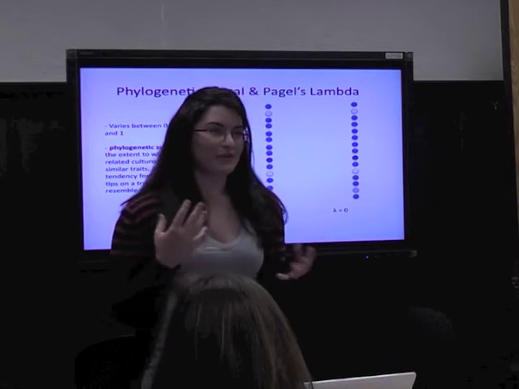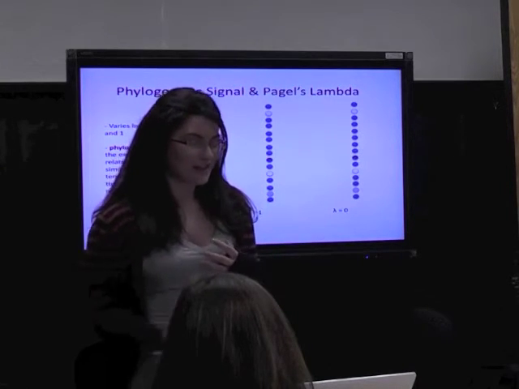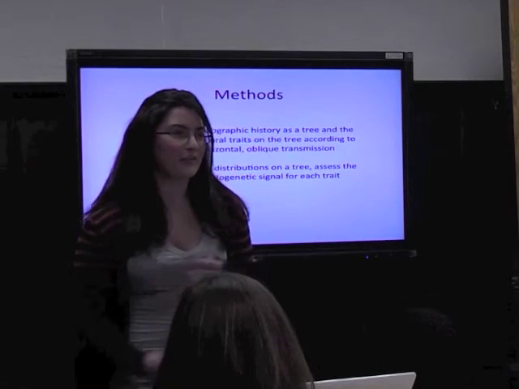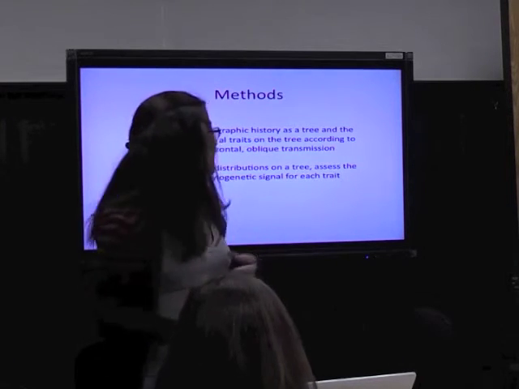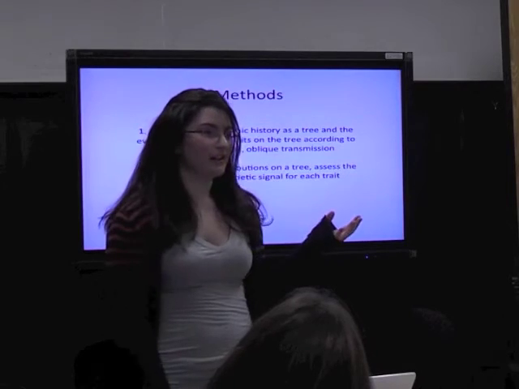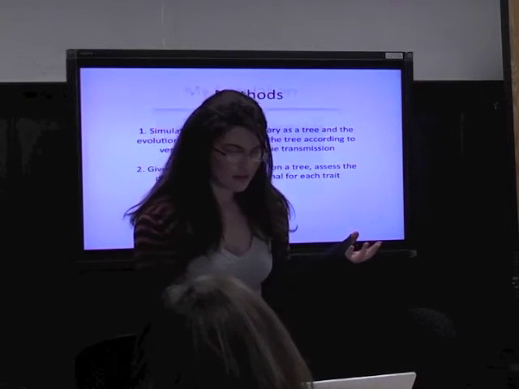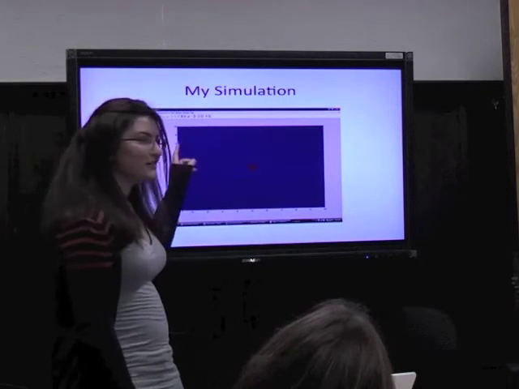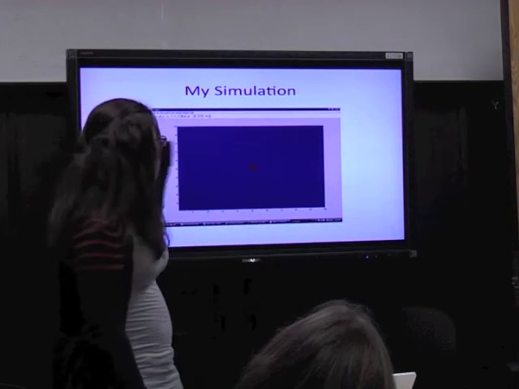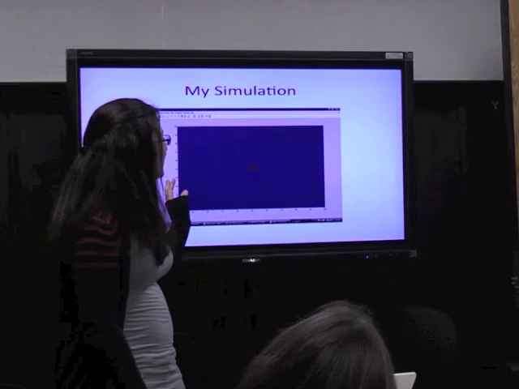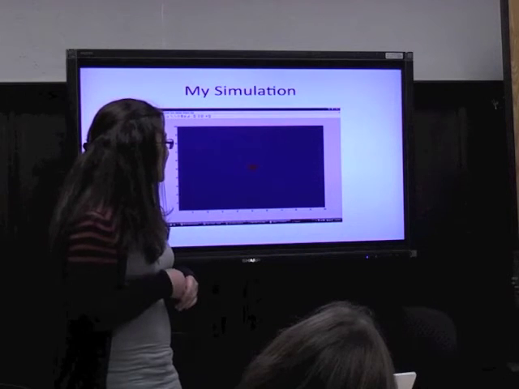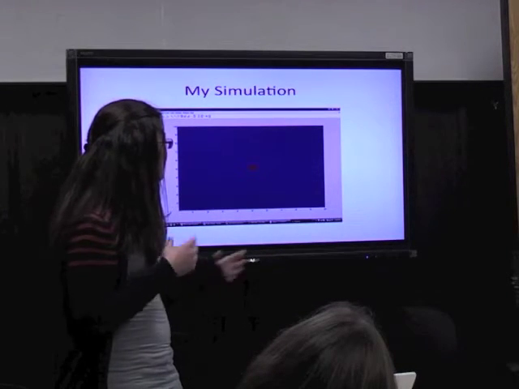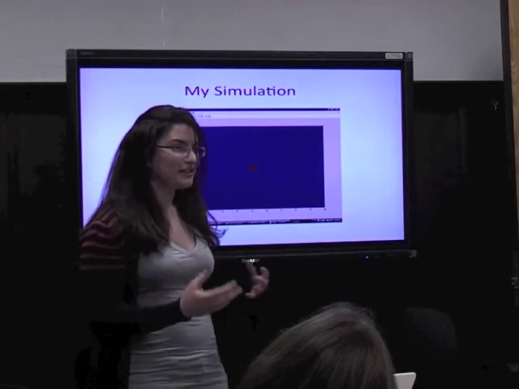Okay. So now that you know my research question and the kind of techniques that I used, I'm going to talk a little bit about my simulation that I used and then analyzed with the phylogenetic signal. So I started out with a group of 25 agents, which are the red dots, on a blue background, which is absolutely nothing, it's just background. And so that was my initial setup.